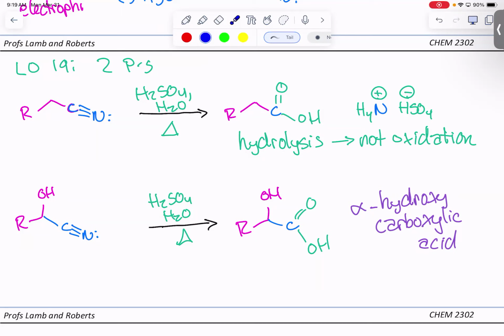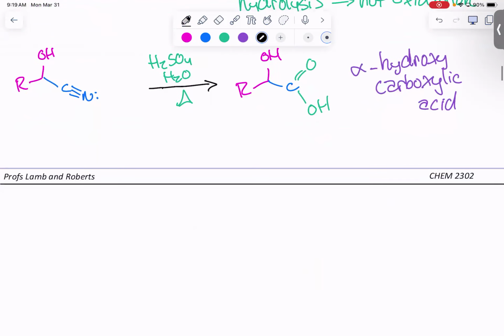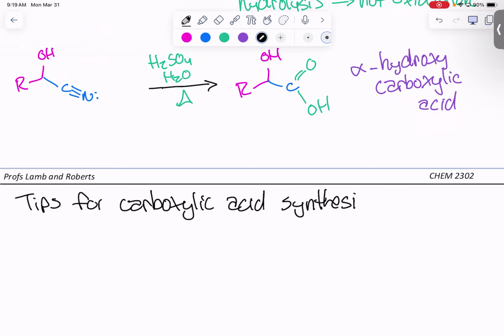All right, so as I said, we're going to move into a chapter with carboxylic acid. So it's a great idea to get this chemistry down. So I'm going to give you maybe a little bit of a yes-no situation here. So this is going to be tips for carboxylic acid synthesis. We've learned a lot of different ways to make carboxylic acid. So how do we know which way to do it, right? So we saw some of these choices in the lecture last time.